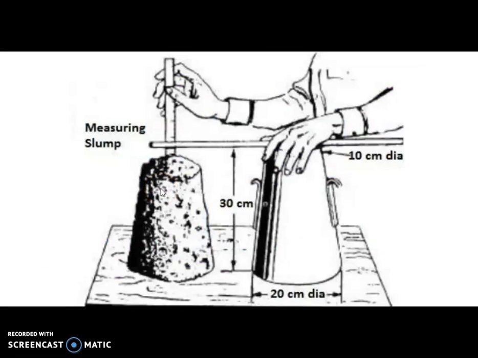In this figure you can see the dimensions of the cone. These are standard dimensions: diameter at the bottom is 20, height is 30, diameter on top is 10. You measure how much it has gone down from 30. The more it has gone down, the more workable it is, but it should not go right to the bottom, as that means a complete collapse. Usually around 100 to 110 mm is considered good enough workable.